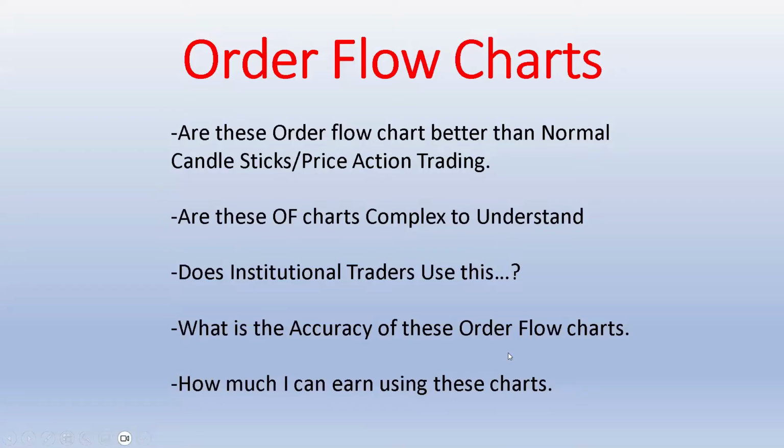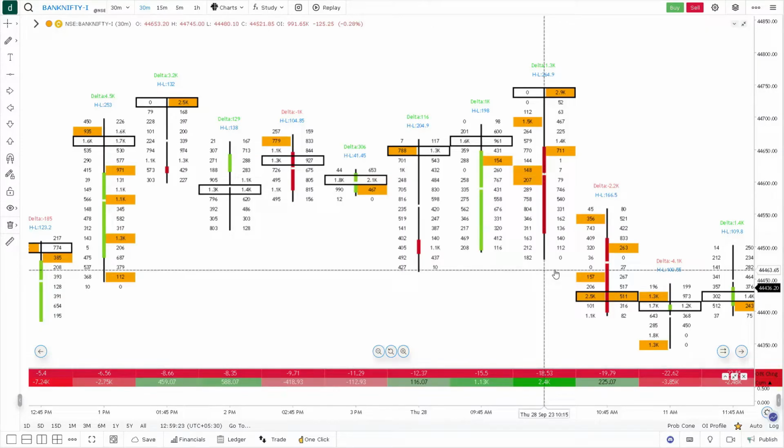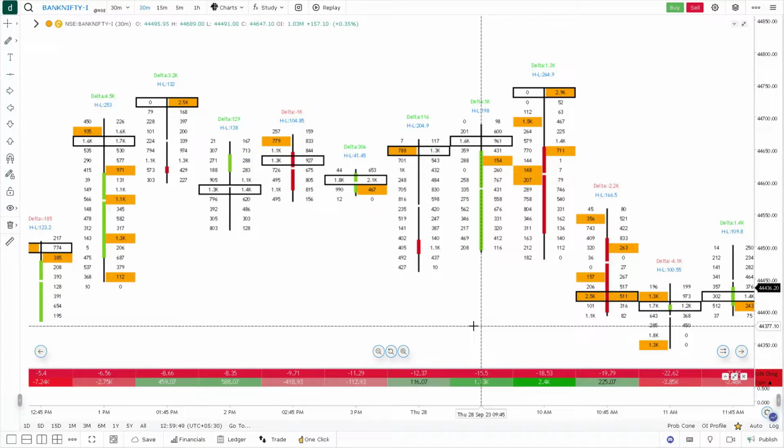The next question will be, what is the accuracy of this order flow chart? When it comes to the accuracy of these order flow charts and how much I can earn using them, it's always a subjective answer. Not only with these charts, it's the same with any other chart. If I teach a single strategy to 100 people, each and every person will have a different outcome.